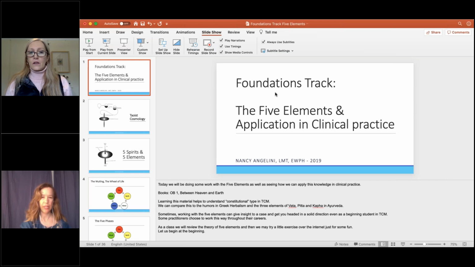Foundations track, 5 elements in application and clinical practice. I don't want the subtitles. Okay, but I can't see anybody else. And I don't think you will today, because our foundation group is about 60 people, so they're not going to be on webcam. Okay. But you can see me and you can see the PowerPoint, correct? Yep. Okay. But I can't see you, and I can't see the chat right now for some reason.